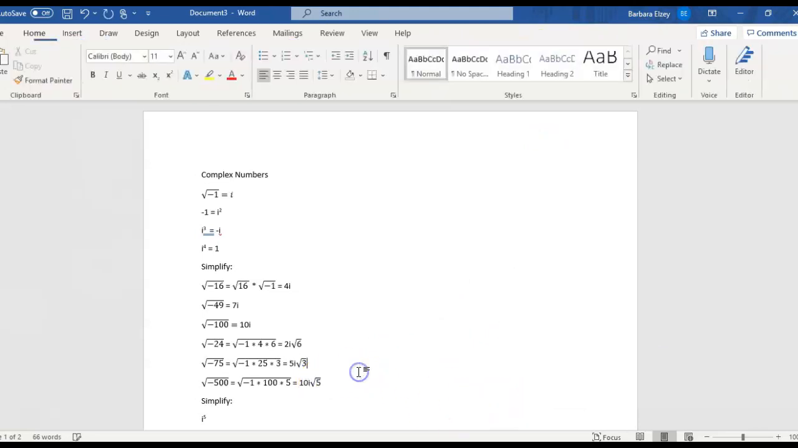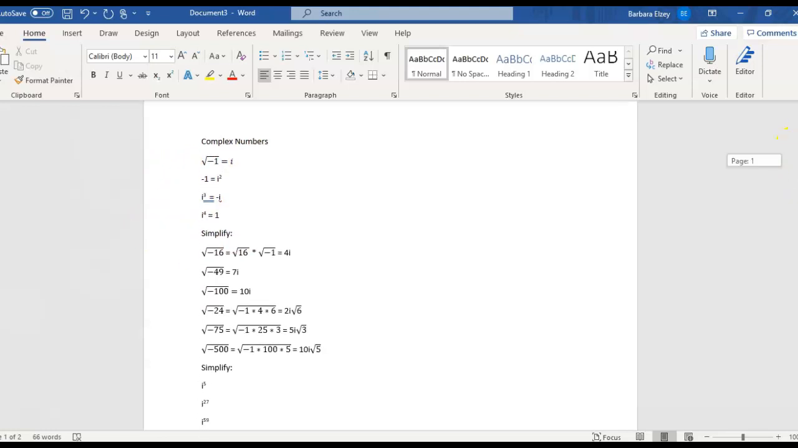So we end up getting 10i square root of 5. All right, now, remember a moment ago I said it helps to know these and to write them down? So let's take a look at this. We're going to simplify i to the 5th, and we're going to simplify it to one of these 4.